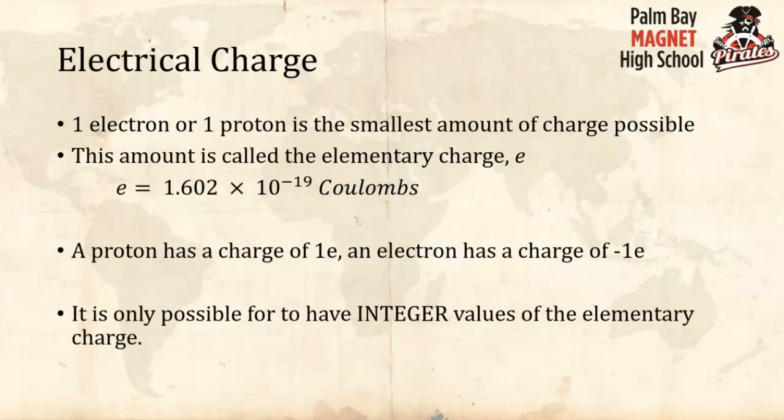3.6e or 2.5e, because that would imply that you have somehow got a proton and cut it in half, or you've got 0.6 of a proton. That doesn't happen. That doesn't work. That's not a thing. So you can only have whole number values of the elementary charge in any kind of calculation.